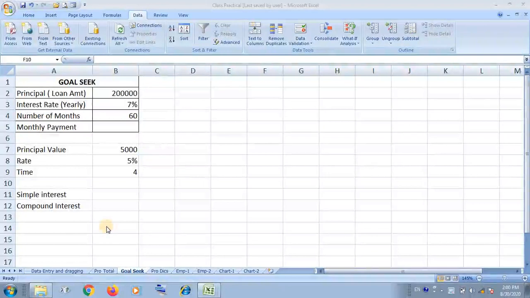Good morning students and my dear friends, I am here with the topic: how you can change the goal amount or cell formula based value using the Goal Seek feature in Microsoft Excel.